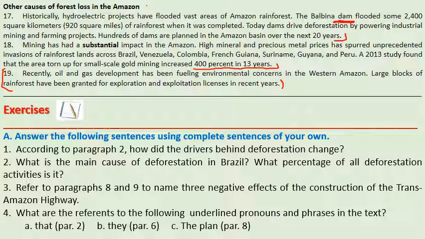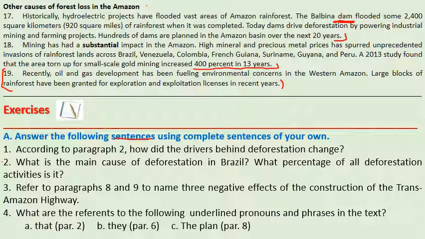Now let's move on to the exercises. Answer the following questions using complete sentences of your own. According to paragraph 2, how did the drivers behind deforestation change? First of all, it was just used for feeding your own family. You would plant a small piece of land in the Amazon to feed your own family and consume. Later on, it became more tied to industrial farming, to industries, to making more money on a wider scale.